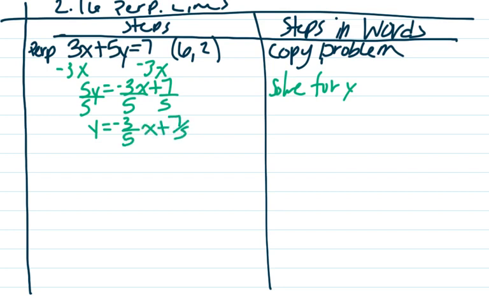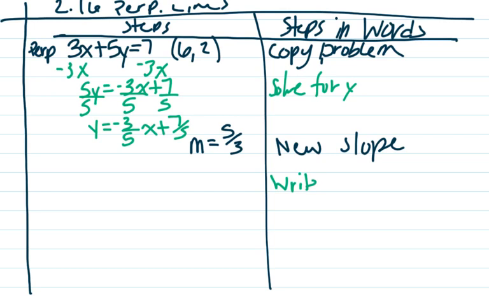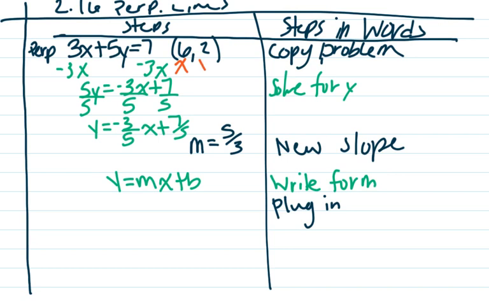Remember that y-intercept doesn't matter. We're going to find our new slope, which is we need to do the opposite. So it's going to be positive and flip the fraction. So it's going to be 5/3. Okay. Then we're going to write the form. And we get y equals mx plus b. And then we're going to plug in. Remember, we're going to use that point and the slope.